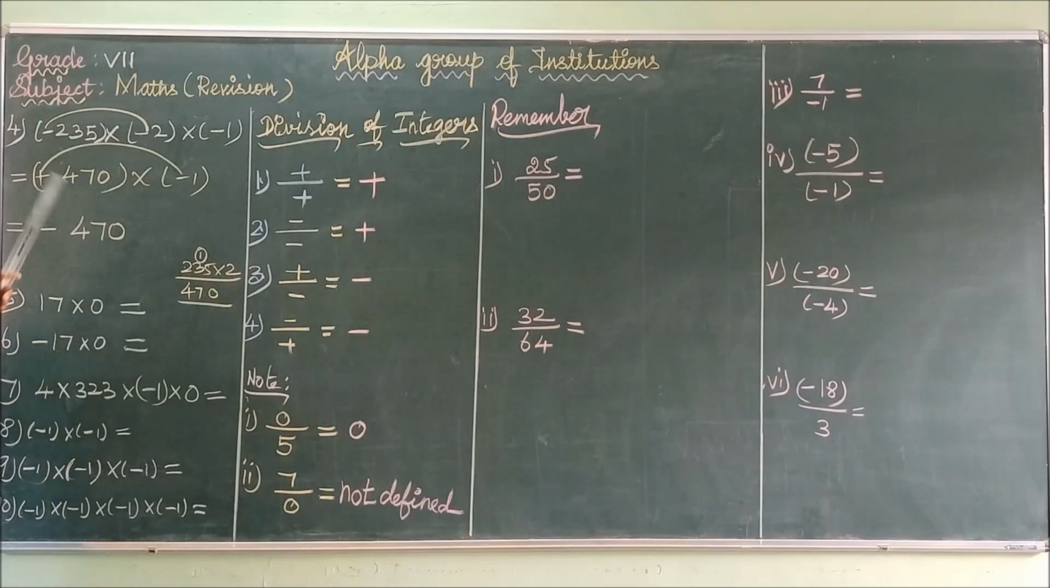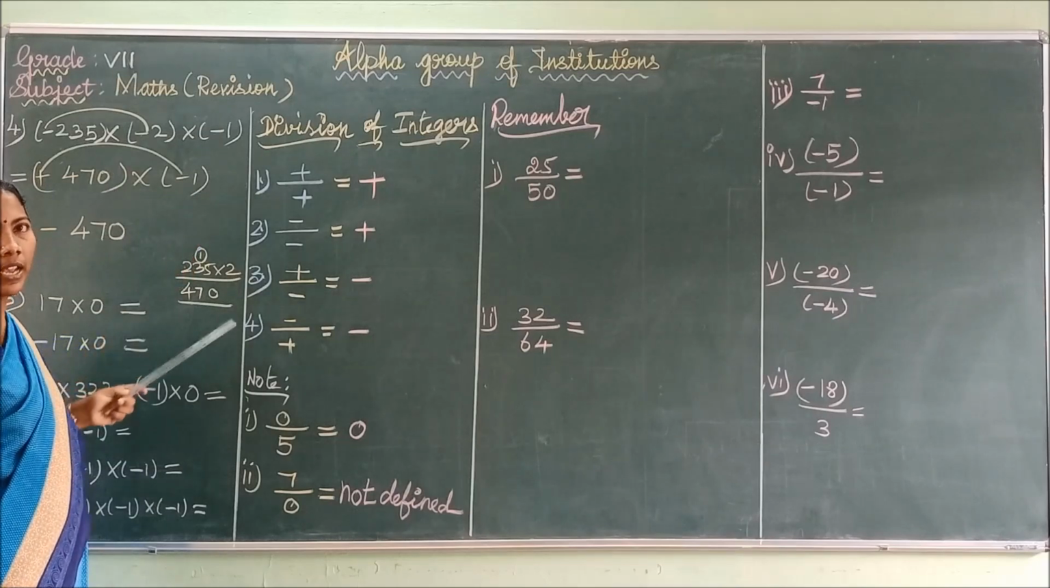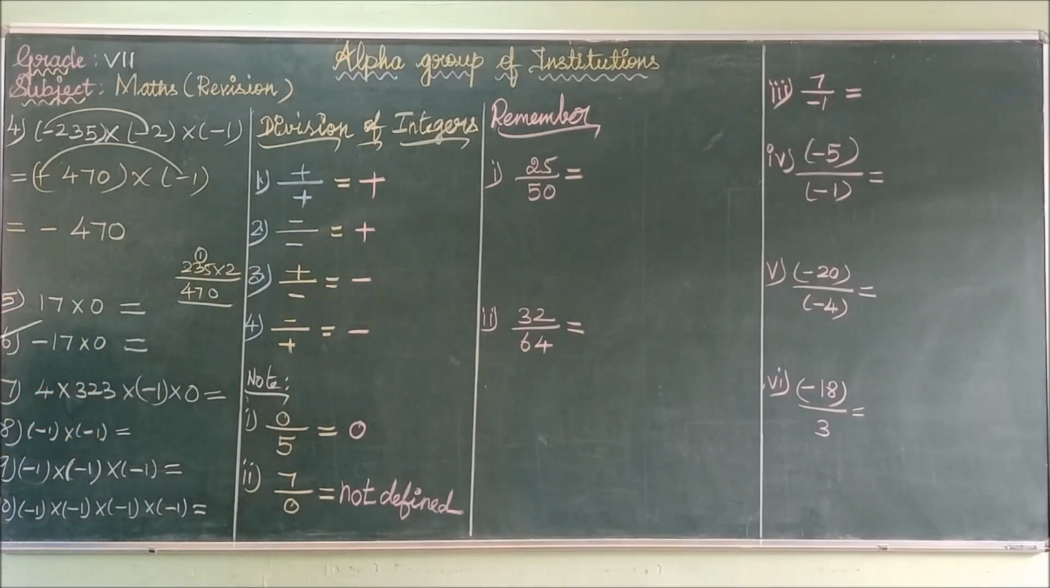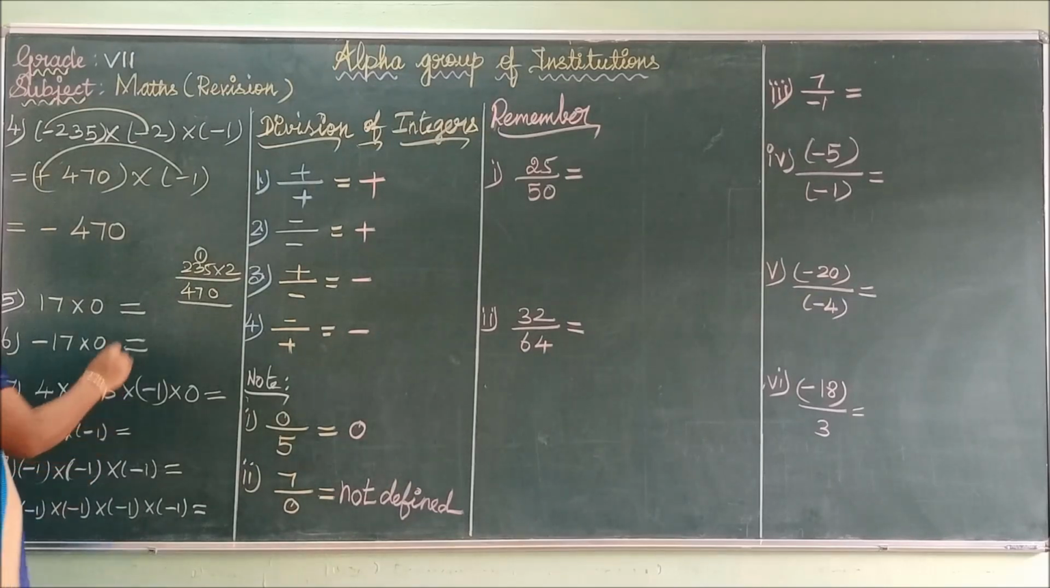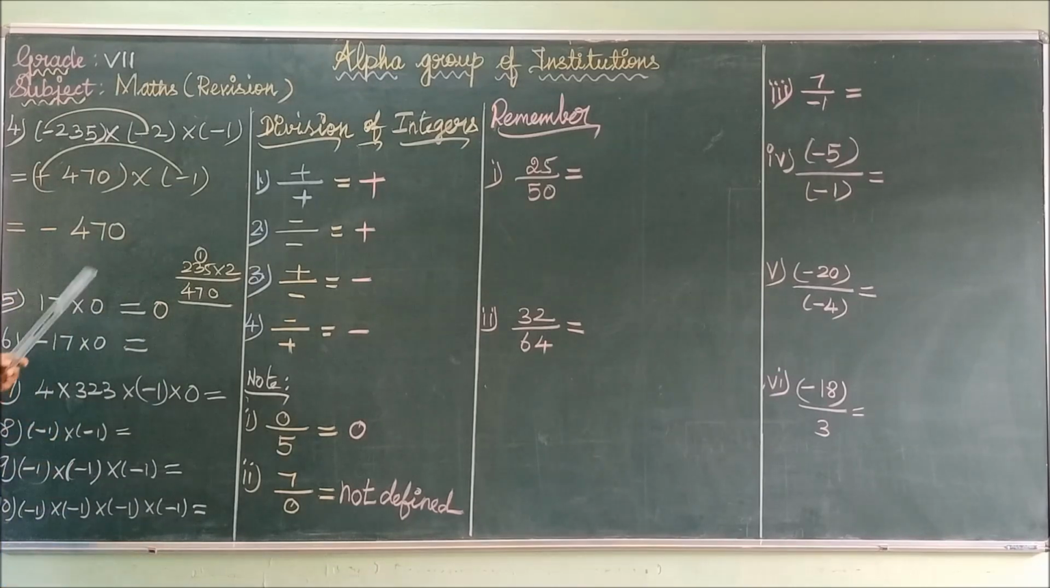You may also first multiply the minus 2 with minus 1. Okay, both methods are correct. Okay. See the next one, 17 into 0. Many of you write the answer wrong. So what is the answer? If you multiply any number with 0, you get the answer 0 only. Okay. So 17 into 0, 0.